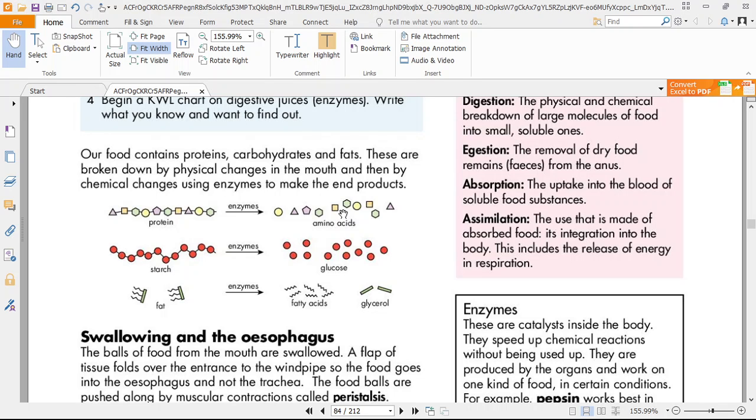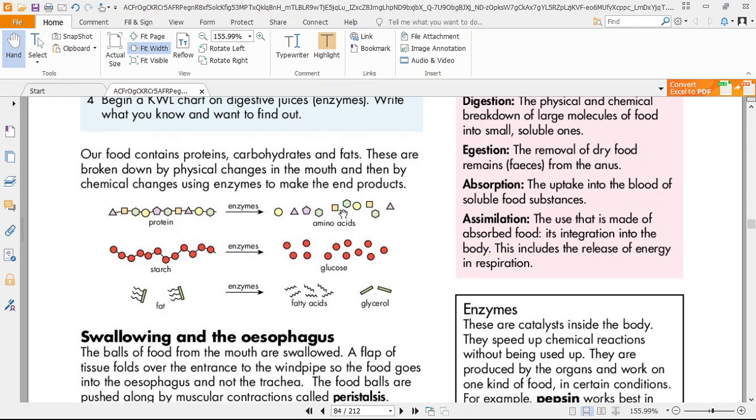Now we see starch being acted upon by an enzyme from the mouth, and that breaks the starch up into its simple glucose form, right? And then we see fats and oils being acted upon by an enzyme also, and we get fatty acids and glycerol. For persons who are interested in food and nutrition, pay attention.